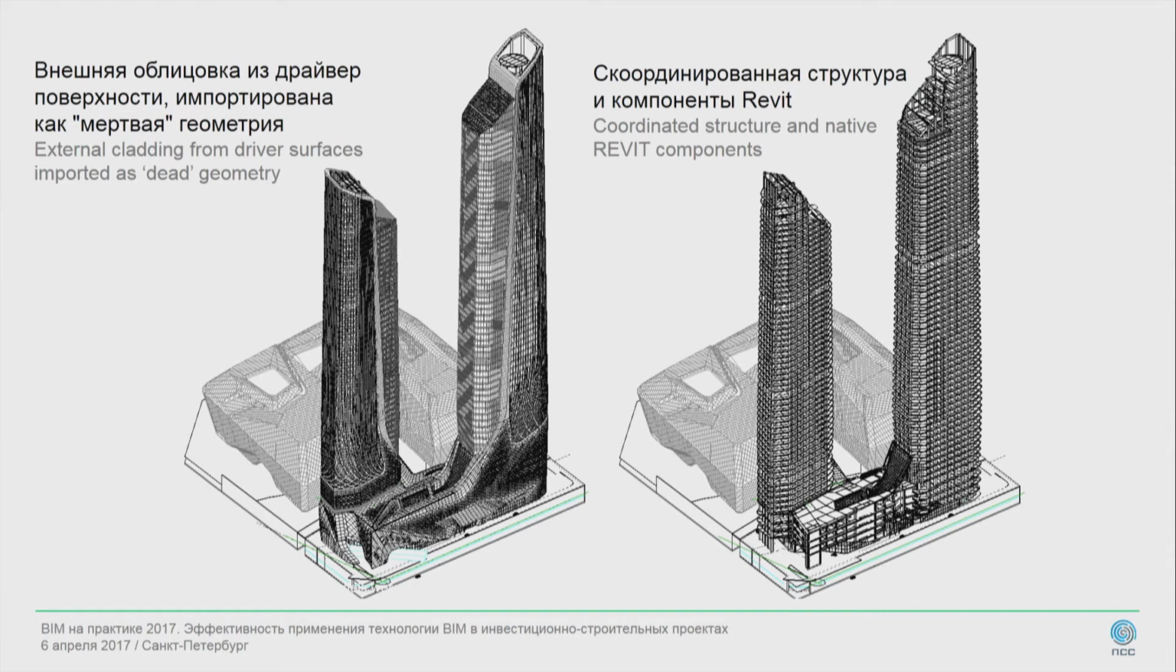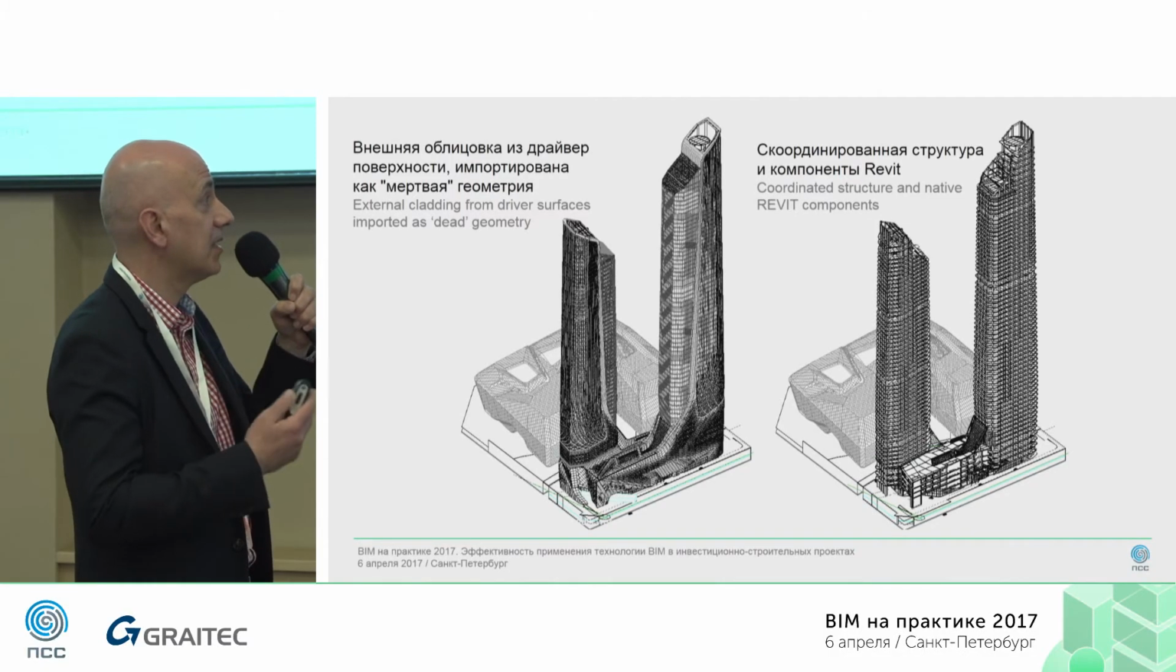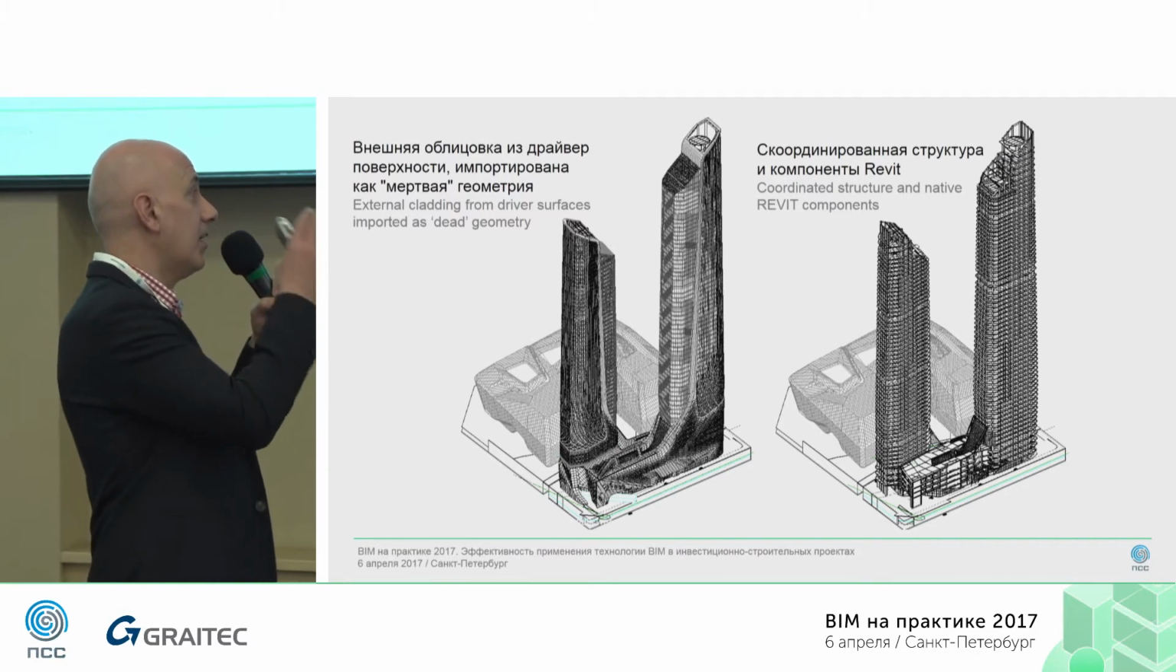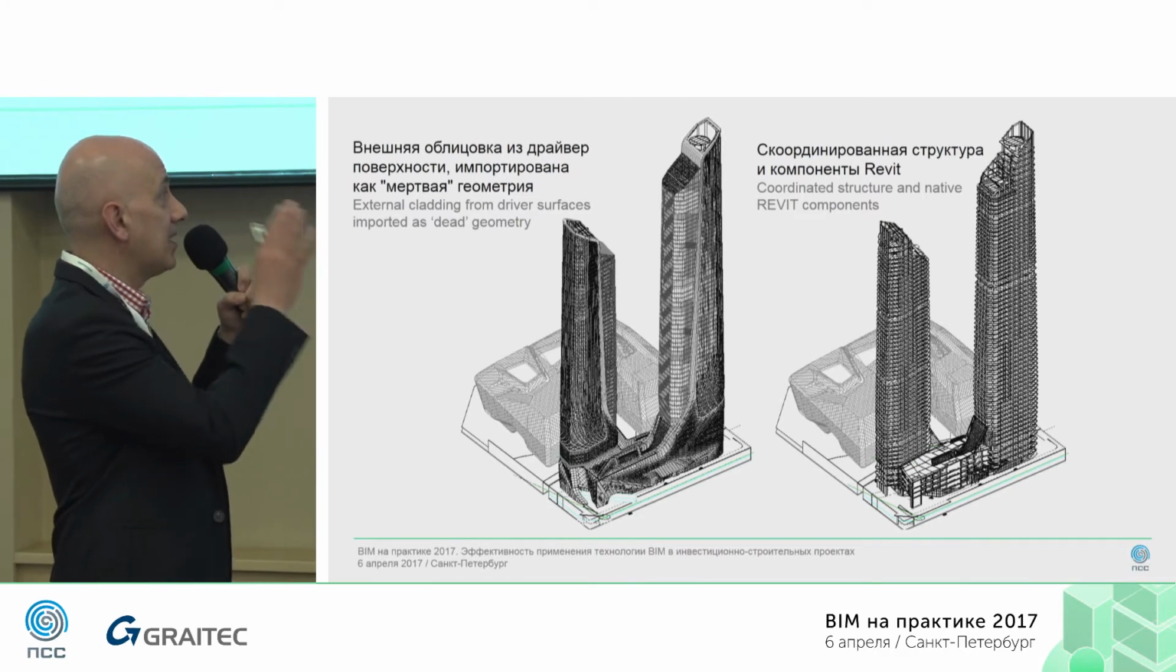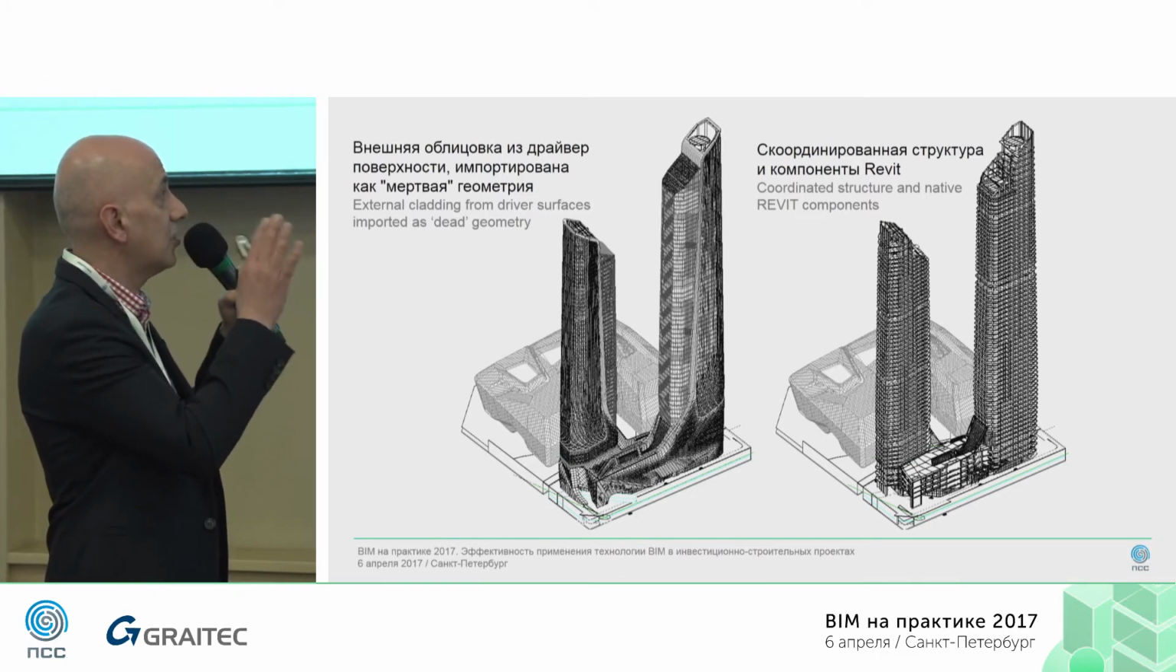So we could see here that the majority of the facade and cladding elements were generated by DP and imported as dead geometry, whereas the structure and many of the cladding and the glazing elements were actually modeled natively. So we had a combination of live Revit files and models, and basically 90% of the facade geometry imported as dead geometry.